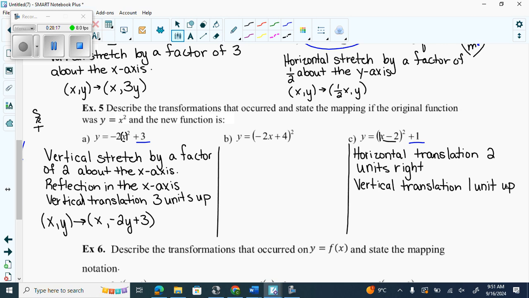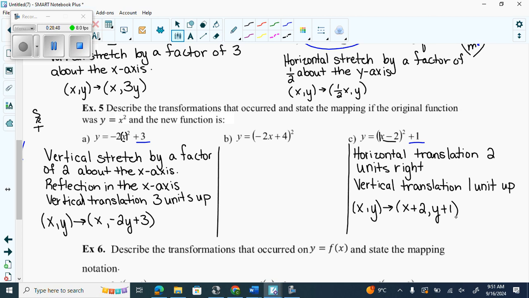Now I'm going to go from words to mapping. Going from words to mapping is in a heart. Do you agree? Words and mapping are always the same. What number you use in words, you use in mapping, right? So here I would have (x, y) becomes, I'm going to read my words. Horizontal translation, 2 units right. How do I move right? x plus 2, I add. And then vertical translation, 1 unit up. I'm going to go y plus 1.